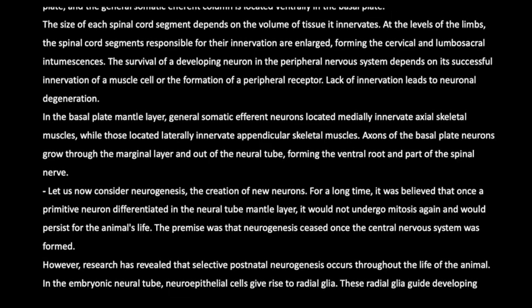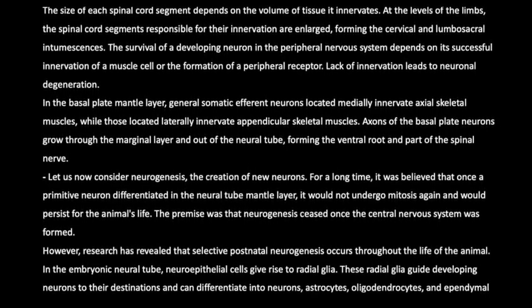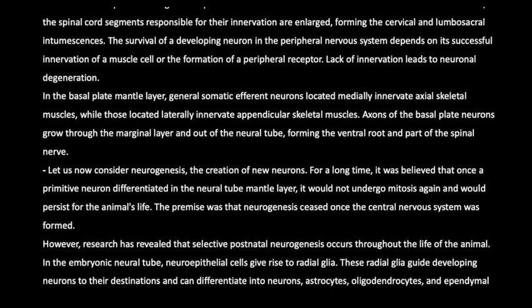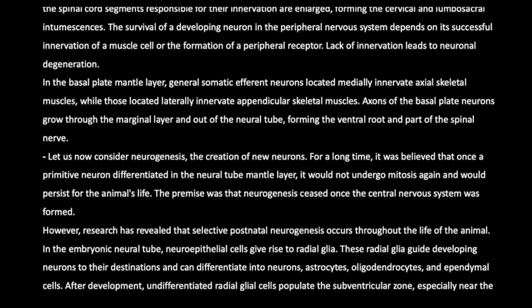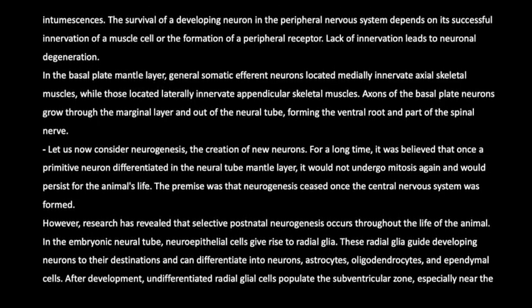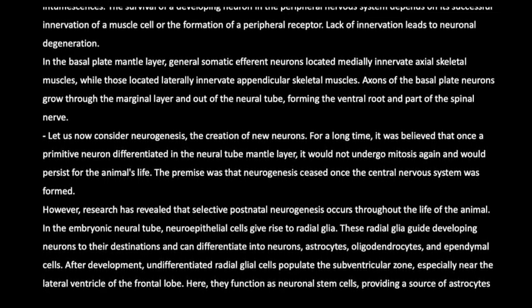In the basal plate mantle layer, general somatic efferent neurons located medially innervate axial skeletal muscles, while those located laterally innervate appendicular skeletal muscles. Axons of the basal plate neurons grow through the marginal layer and out of the neural tube, forming the ventral root and part of the spinal nerve.